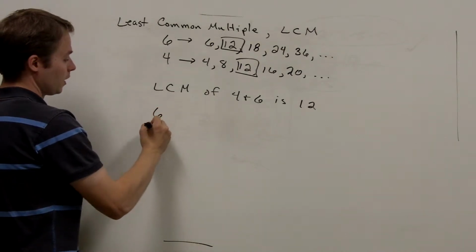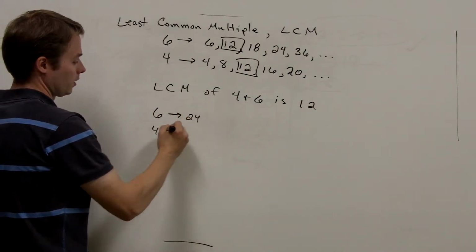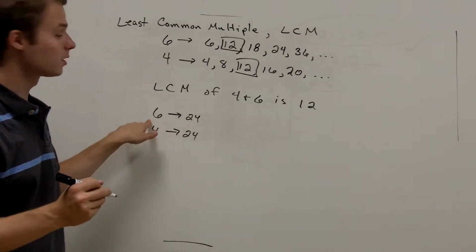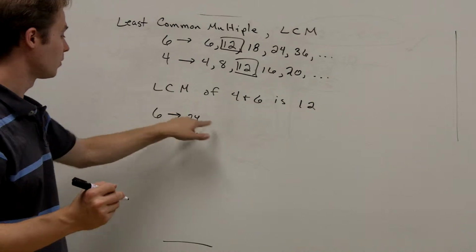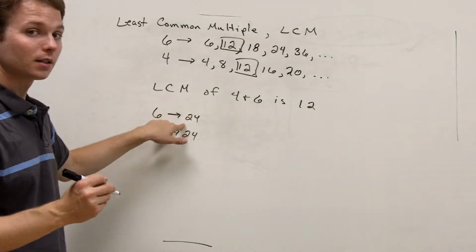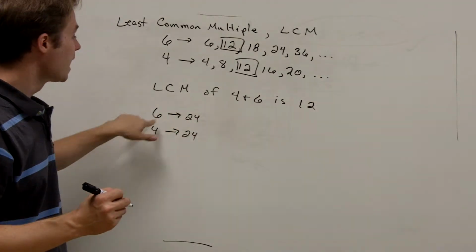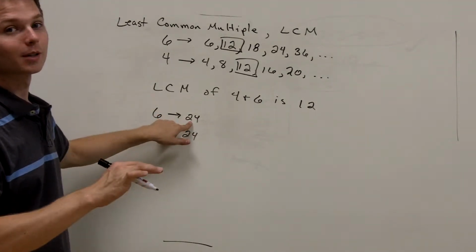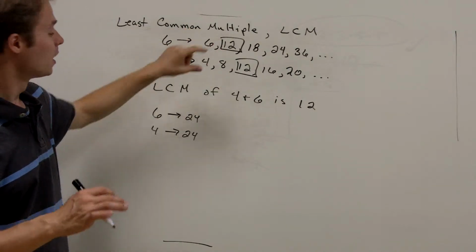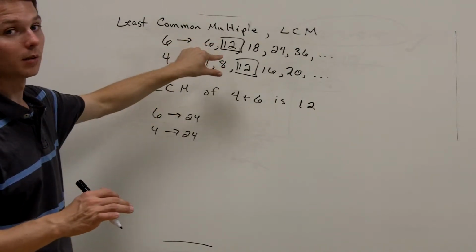I wanted to mention that the least common multiple is not the only common multiple. For example, 24 is divisible by 4 and it's divisible by 6. 24 divided by 6 is 4. 24 divided by 4 is 6. So 24 is a common multiple of 6 and 4. However, it's not the smallest common multiple, and that's what we're looking at when we're looking at the least common multiple. We're looking for that smallest number.